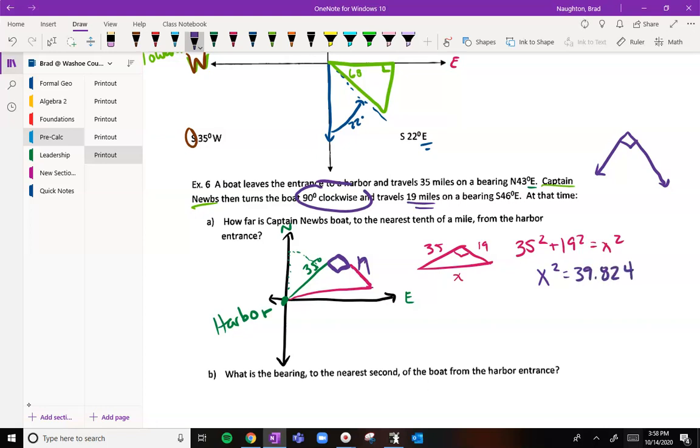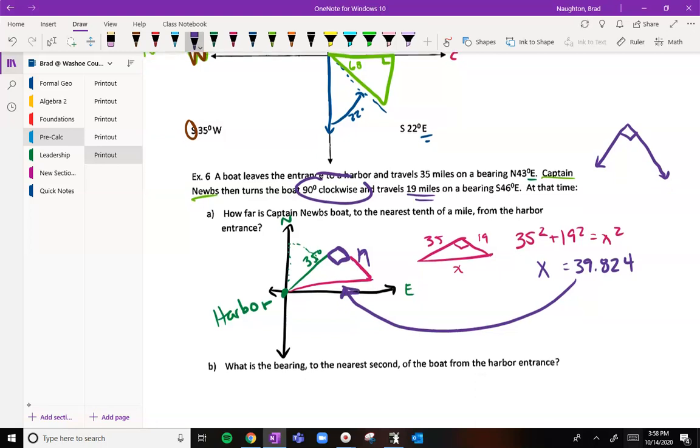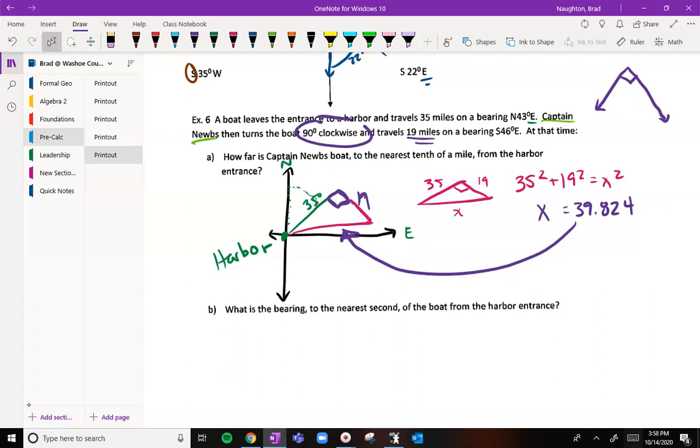Cool? So we now know that's how far we are from, sorry, not x squared, x, from our original harbor based on that. Alrighty, what is our bearing from the original harbor entrance? So obviously we're still in the first quadrant. So I went originally that 43 degrees. Then I had a new heading, a new theta. So really my heading is 43 degrees plus my theta.